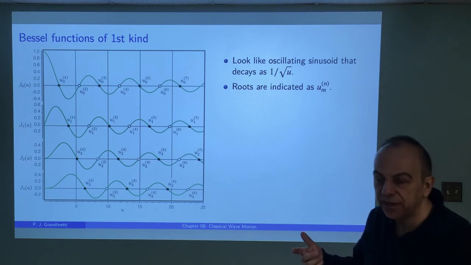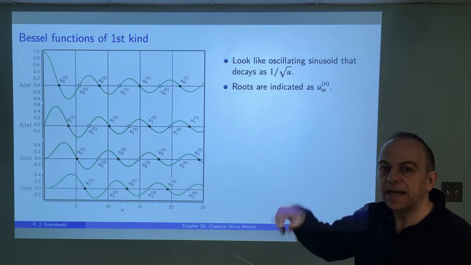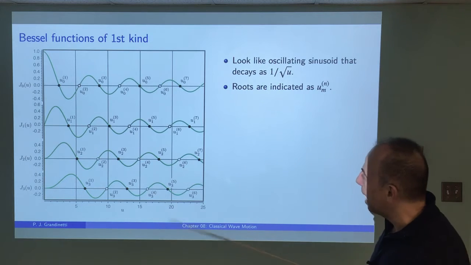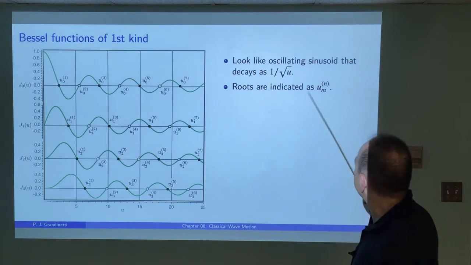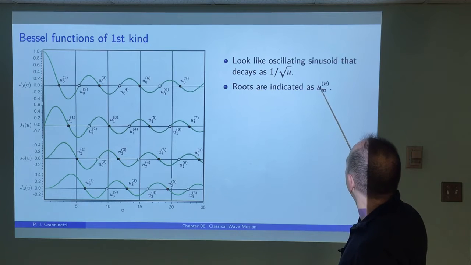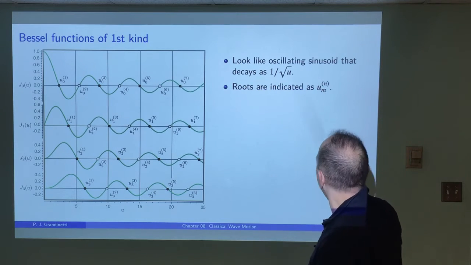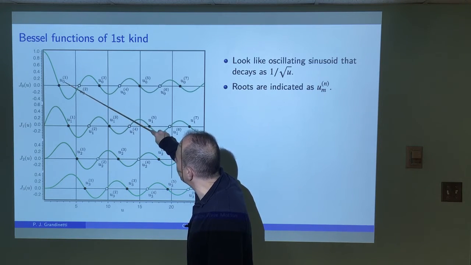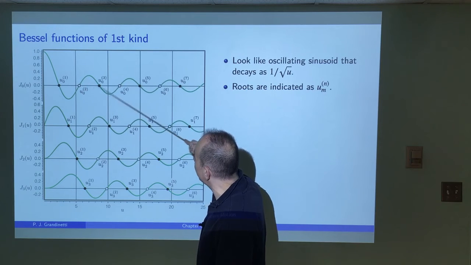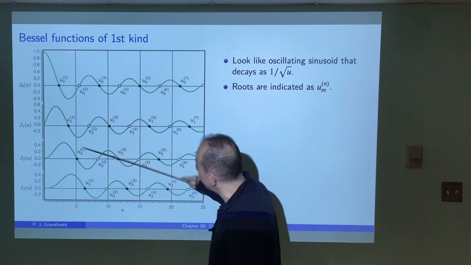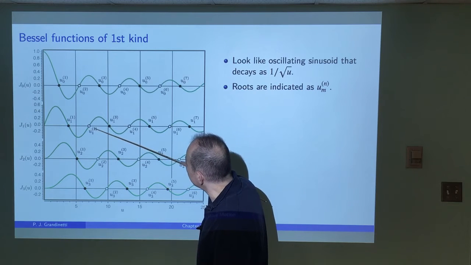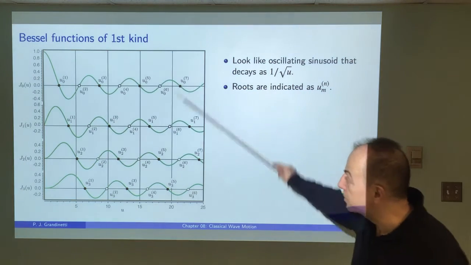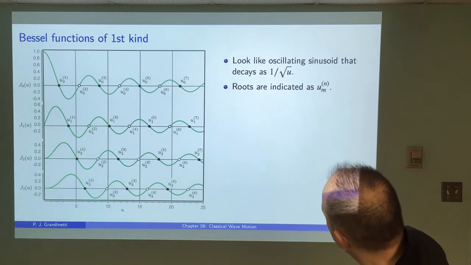Just like a sine, where there are roots at integer multiples of pi, there are roots here, but they don't show up at obvious values like they do in the sine case. These roots are indicated with the notation u sub m with the superscript n in parentheses. So this is the first root for J0, this is the second root for J0, this is the third root for J0, and so on. This is the first root for J1, the second root for J1, the third root for J1, and so on. That's how we'll describe the roots for these Bessel functions.